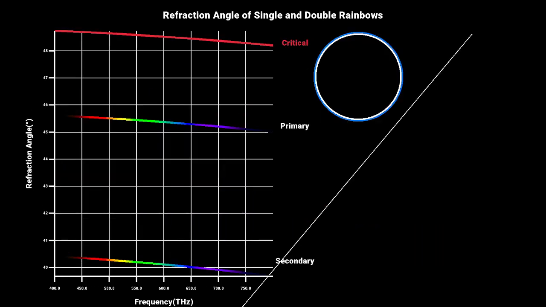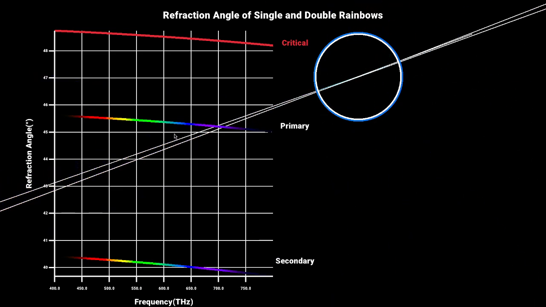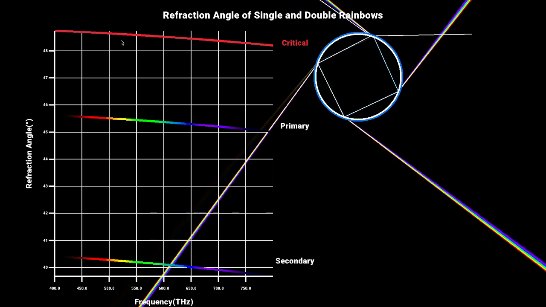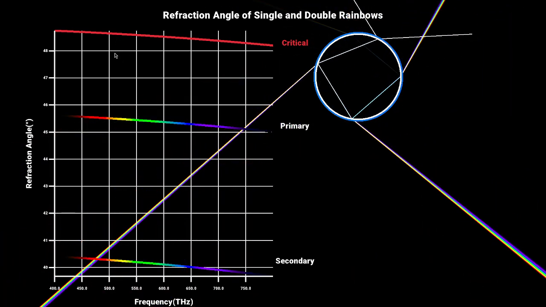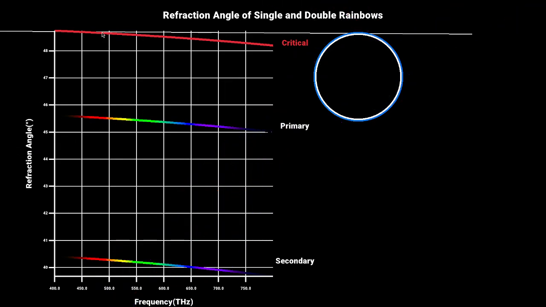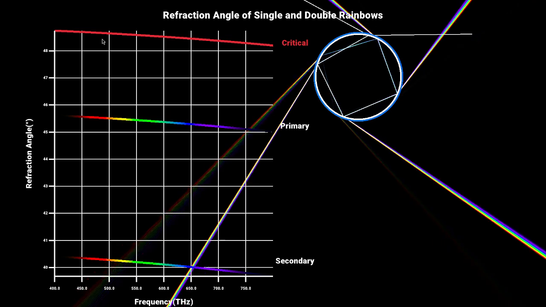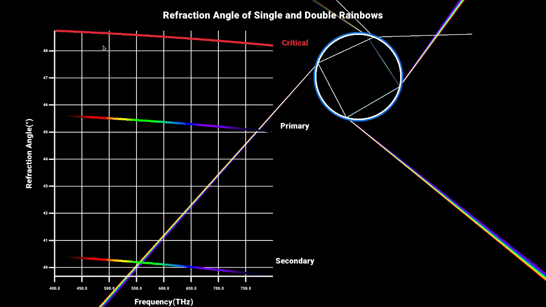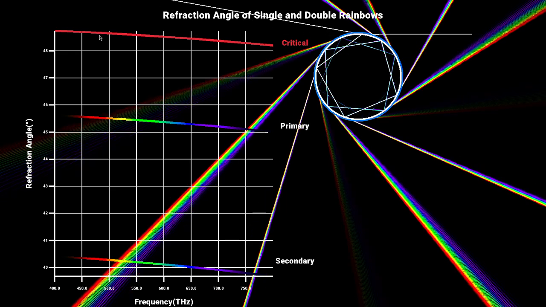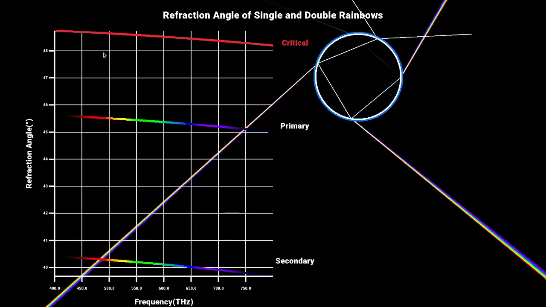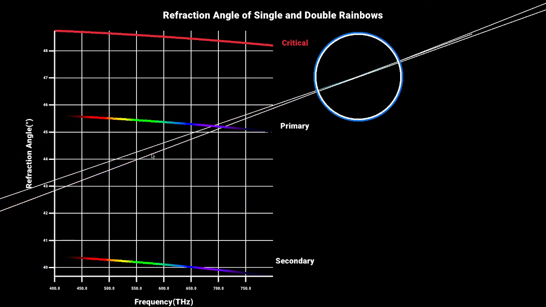Next I have reflection angle of single and double rainbows versus frequency, and you can see this in real time. You can see what would happen with light entering a spherical raindrop and refracting, and you can see it can actually make much more than primary and secondary because I've arbitrarily made this light incredibly intense to allow all these many orders to be visible. It's very fun to play with this simulation.